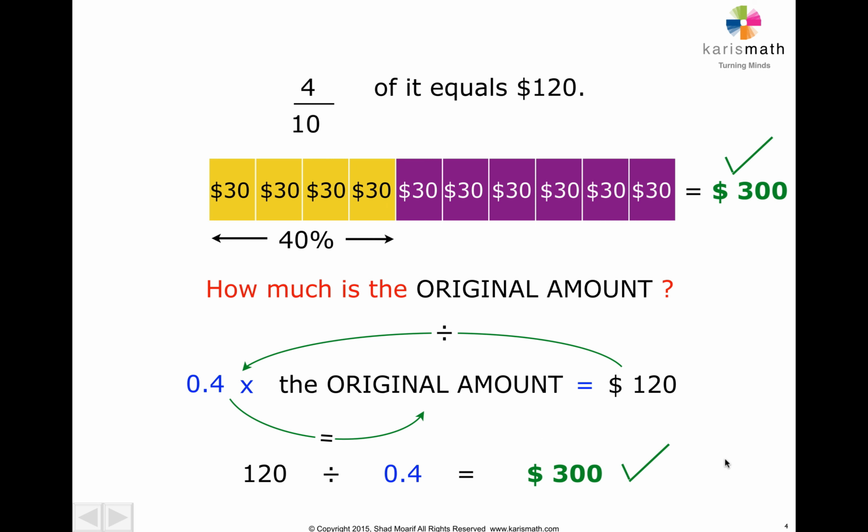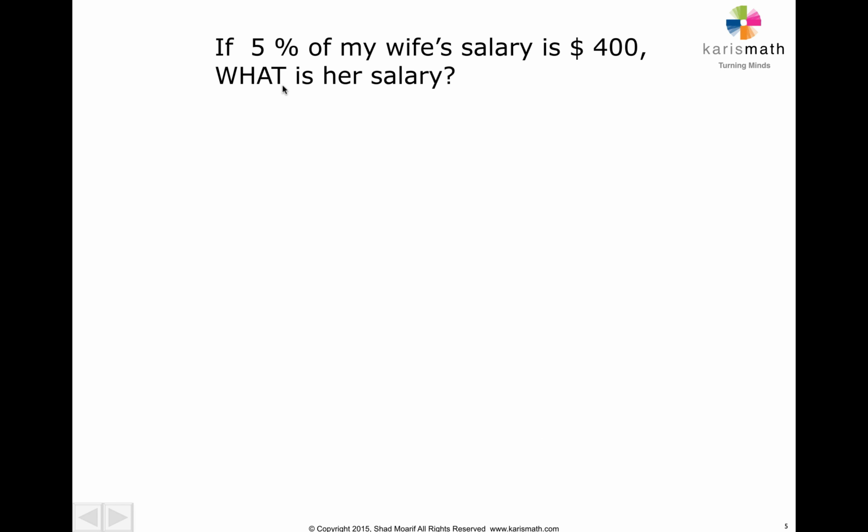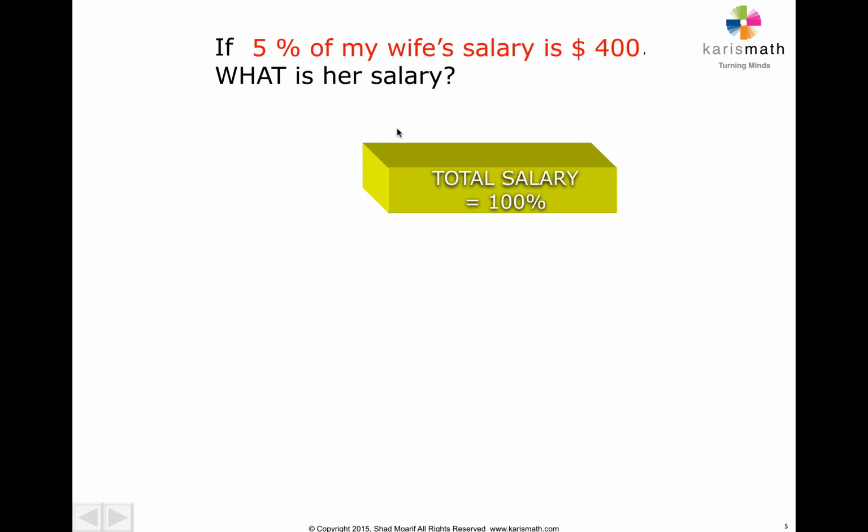So try another one. Let's look at this question. If 5% of my wife's salary is $400, what is her salary? How will you do this? Try it on your own. See if you can do this. Draw it out if you want. Because if you take my wife's salary to be this much, this is the total salary, and 5%, take a little tiny chunk out there, that's 5%. And this is equal to $400.